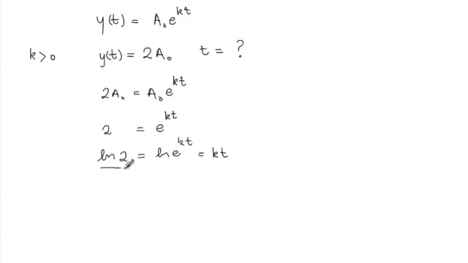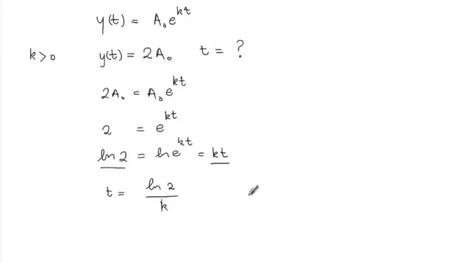Now, from this part, we can make t the subject of the formula, which means then t is going to be equal to ln of 2 over k. So in other words, if k is known, then this expression will give us the time at which the population is going to double.